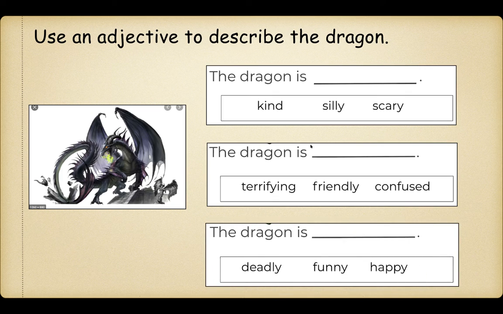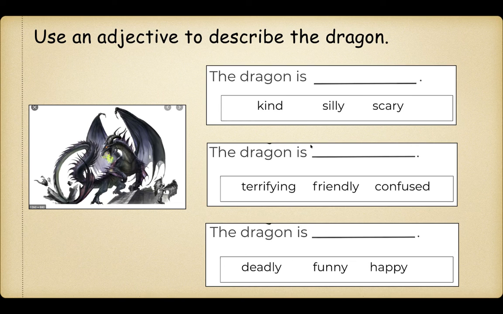We have one more example. How do we describe the dragon's personality? Do we use the word deadly, funny, or happy? Let me explain. Deadly, a synonym or simple word for deadly is dangerous. I'm sure you understand what funny and happy are.